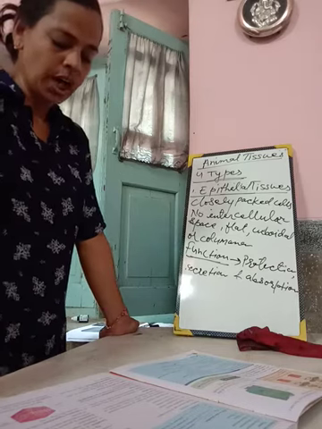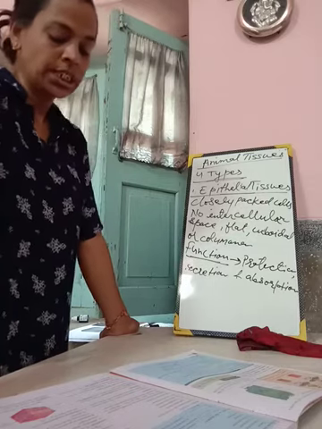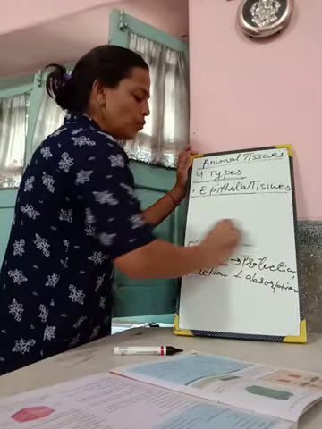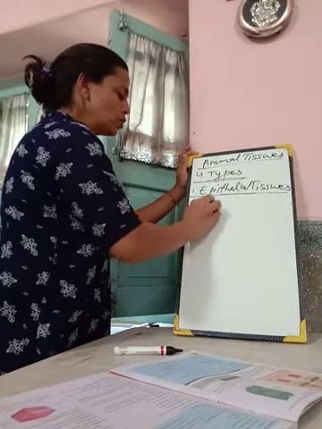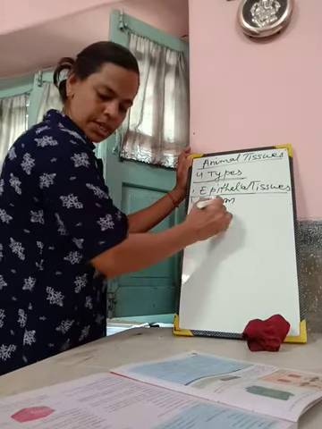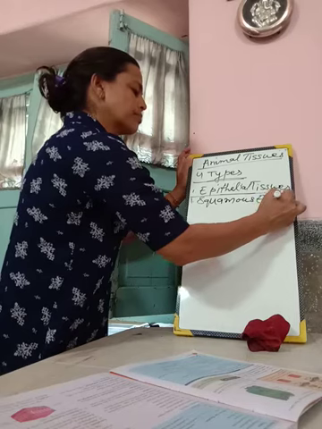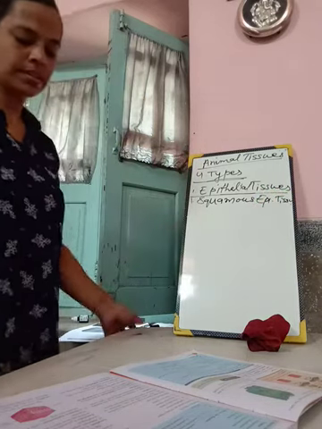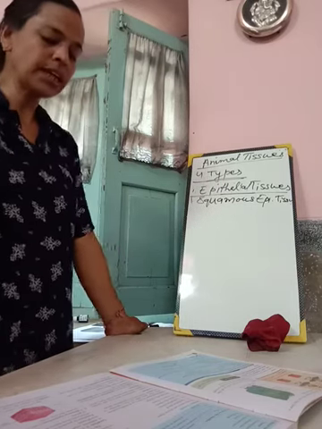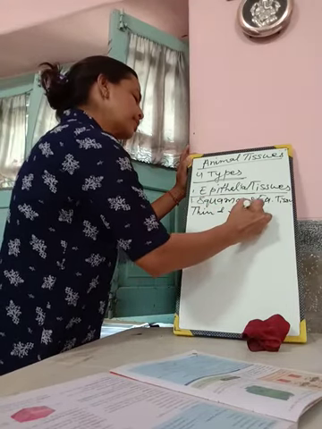On the basis of shapes and function, the epithelial tissues are divided into four types. The first is squamous epithelial tissue. In this tissue, cells are thin and flat.